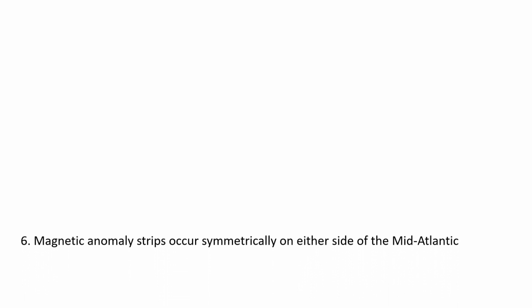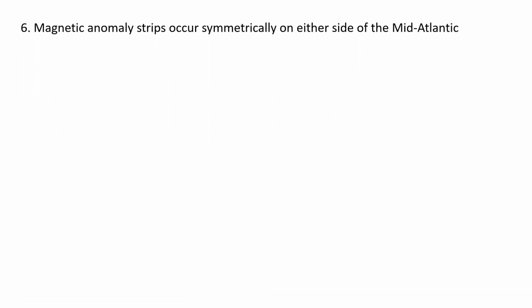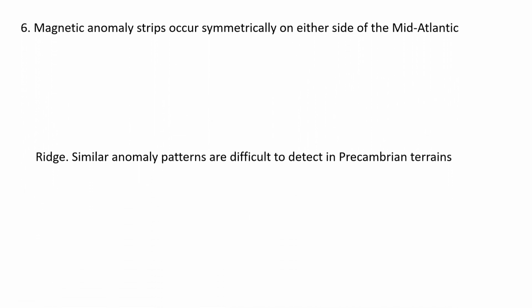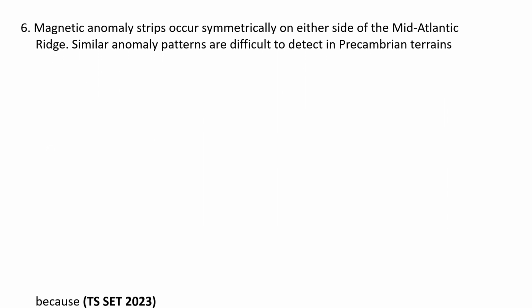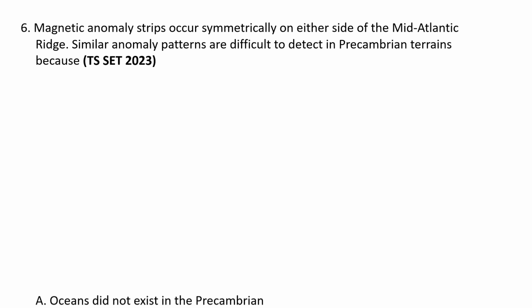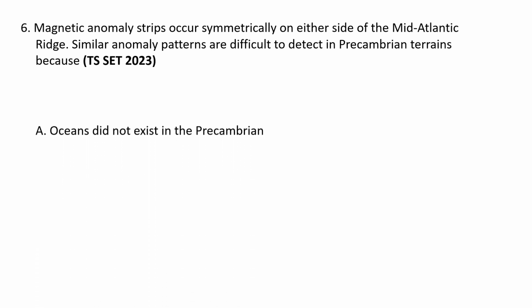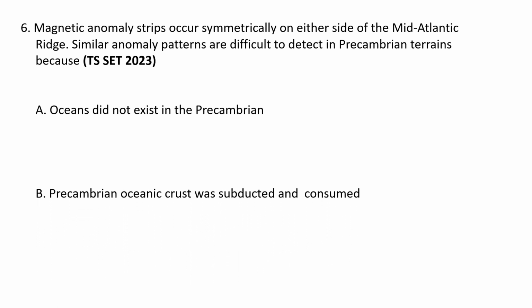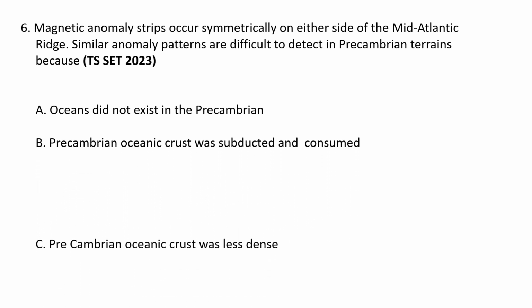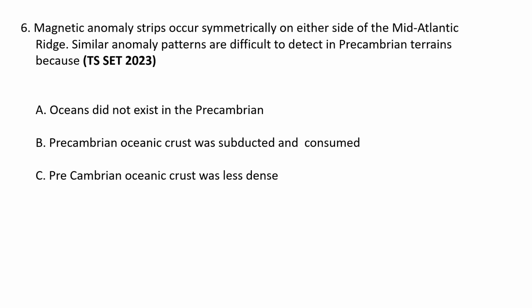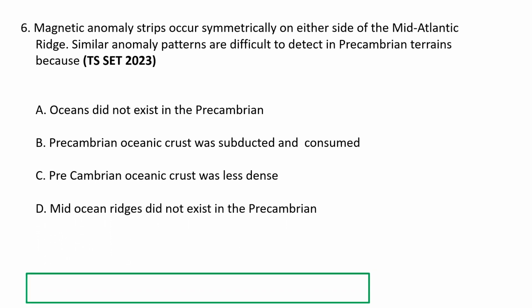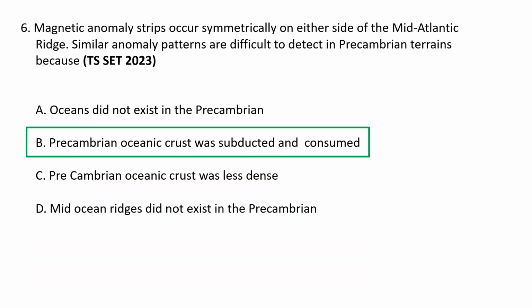Next question. Magnetic anomaly strips occur symmetrically on either side of the mid-Atlantic ridge. Similar anomaly patterns are difficult to detect in Precambrian terrains because: A. Oceans did not exist in the Precambrian. B. Precambrian oceanic crust was subducted and consumed. C. Precambrian oceanic crust was less dense. D. Mid-oceanic ridges did not exist in the Precambrian. The correct option is B, Precambrian oceanic crust was subducted and consumed.